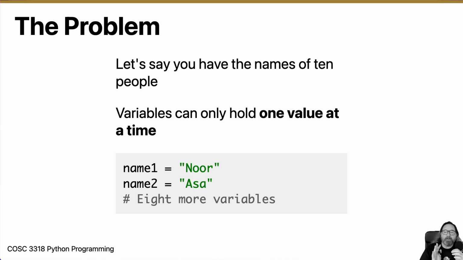So here's the problem. Let's say you have the names of 10 people, 10 students, 10 people come into your party, whatever. Variables can only hold one value at a time. So if you wanted to have the names of 10 people without lists, you need 10 variables. Name 1, name 2, name 3, name 4. And then you have to figure out how to work with each of those and lots of if statements. It's a problem, let me tell you, because lists solve this in a really elegant way.